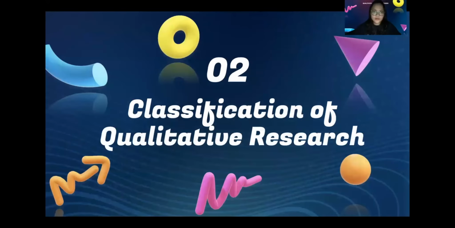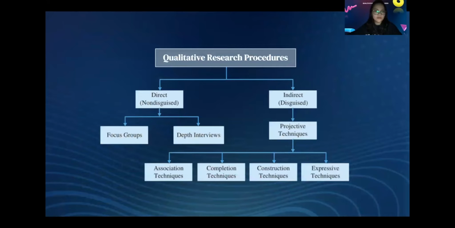Next, we will come to the classification of qualitative research. Firstly, we want to take a general look at qualitative research procedures. It may be direct or indirect method. In direct, we have the focus group and the depth interview method. And the indirect method, we call it projective technique, includes 4 techniques, and we will clarify it later.